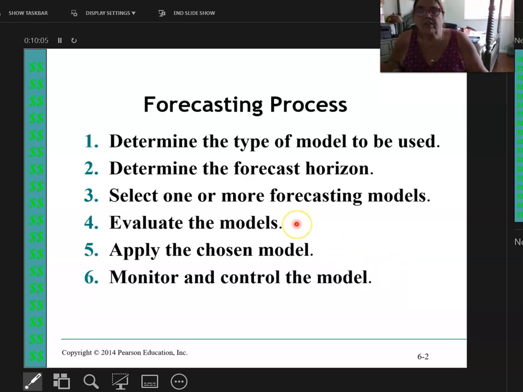Evaluate the model. So basically, evaluate says, hey, I like this, this, and this. And whichever one you choose, or whichever few that you choose, you're going to apply them. Finally, in any processing, you have to monitor and control. This is also called benchmarking for future reference, okay? So let's start looking at the breakdown of each one of these steps.